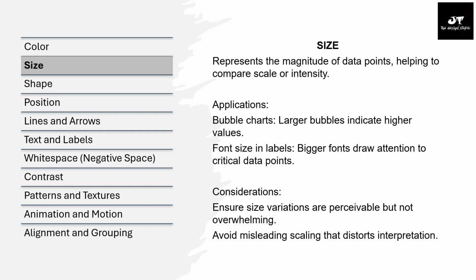The second listed data cue is size. Size is an effective visual cue for representing the magnitude or intensity of data points. Larger sizes typically indicate higher values, while smaller sizes represent lower values. This can be seen in bubble charts, where larger bubbles correspond to larger values, or in the font size of labels, where bigger fonts draw attention to critical data points.